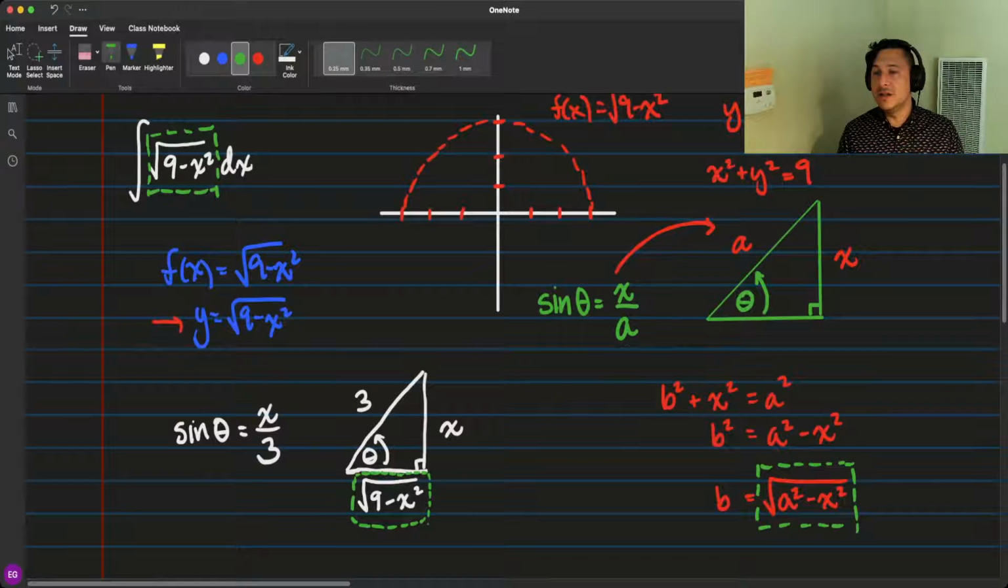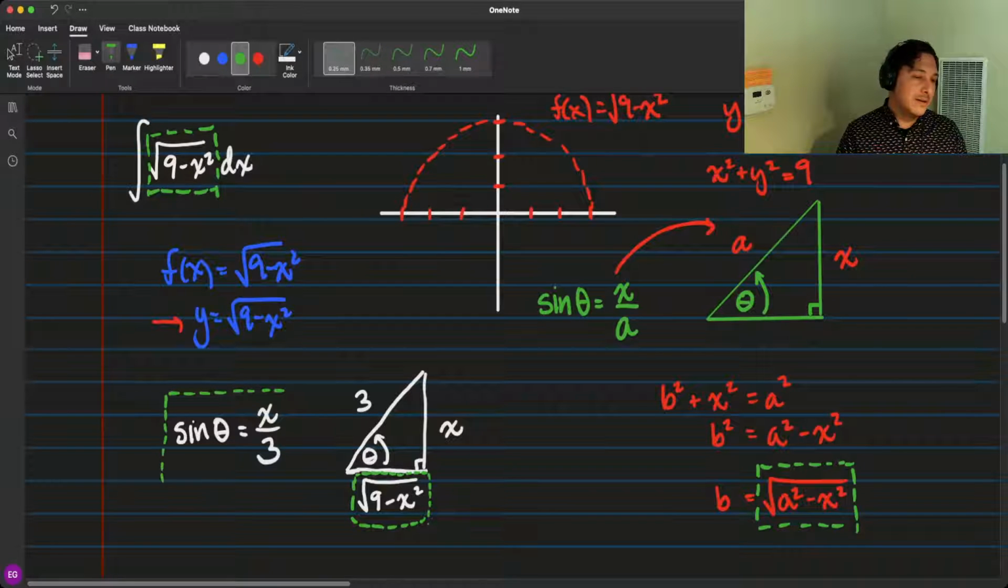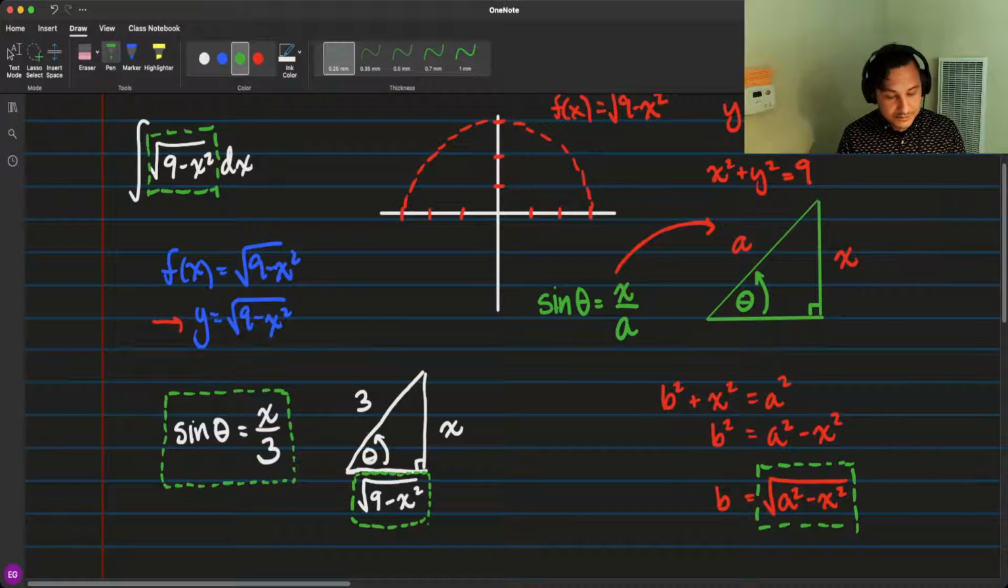Remember, our original integral is the integral of the square root of 9 minus x squared? So this thing that you're integrating has something to do with the base of this triangle. And now we can see the connection to trig functions. Well, we know that the sine of some angle equals x over 3. Okay. Mucho bueno so far?